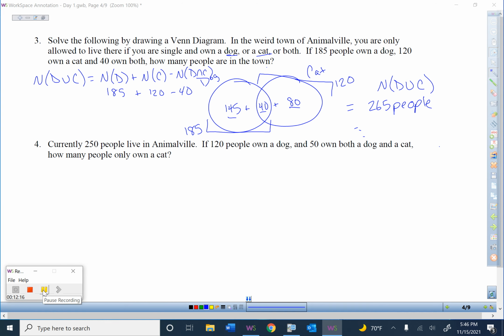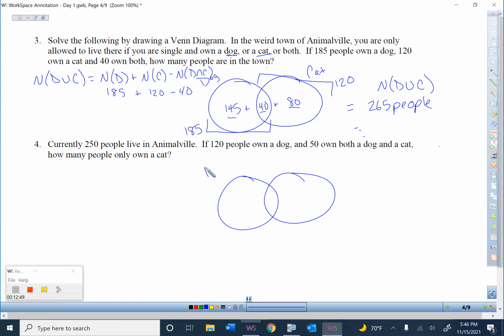All right, so the second part here is going to talk about the same Animalville, but this time it says currently 250 people live there, so it's not the same problem as before because that ended up being 265. But 120 people own a dog, 50 own both a dog and a cat. How many people own only a cat? Okay, I want you to draw this out with the information they give you and then see if you can answer that question. Okay, pause the video and take care of that for me.